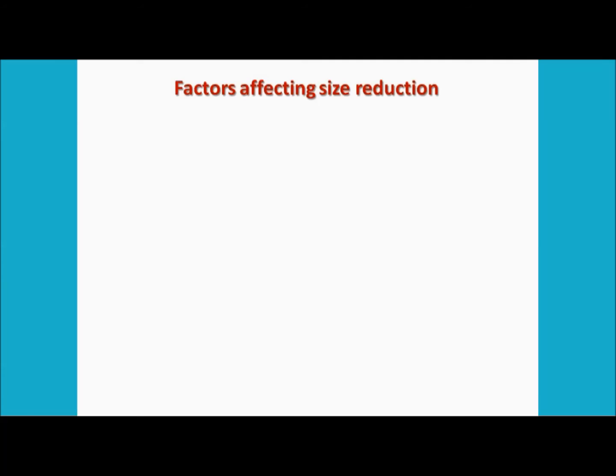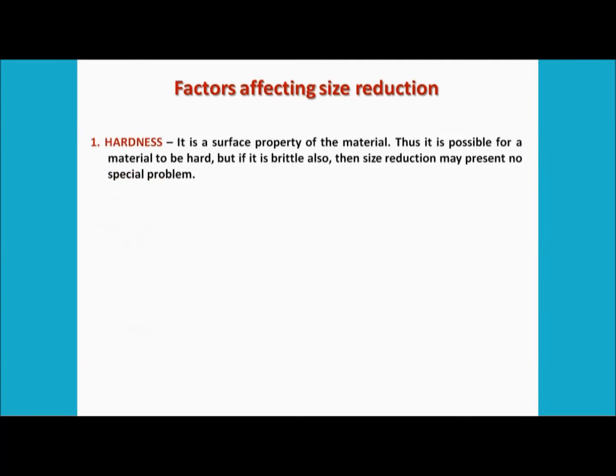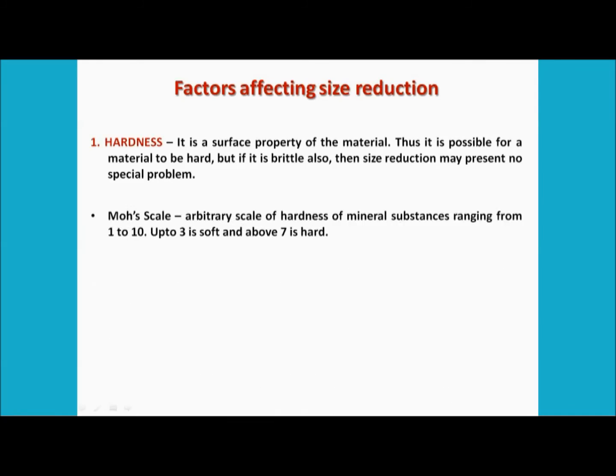Now you see, what are the different factors which affect the size reduction? There are many factors which will affect the size reduction. First of all, hardness. Hardness is the surface property of a material. We know that, right? So it is possible for a material to be hard, but if it is also brittle, the size reduction may present no special problem. Hardness by itself doesn't have such a problem, but if the material is hard as well as brittle, you can easily achieve the process of size reduction.